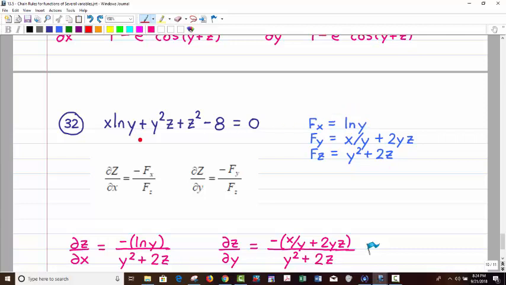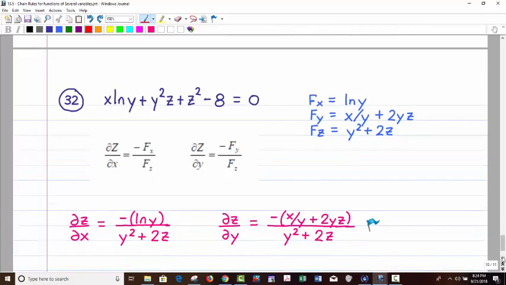Fx, partial. The only term that has an x is the first one. So the derivative of x is 1. So it's 1 times ln of y. Everything else goes away to 0. So it's just ln of y. And then the y partial, the first two terms have a y. So the derivative of ln of y would be 1 over y. So I just wrote that as x over y. Obviously, it's the same thing as x times 1 over y. And then y squared z would be 2yz.